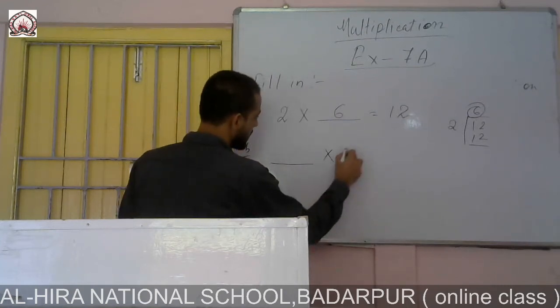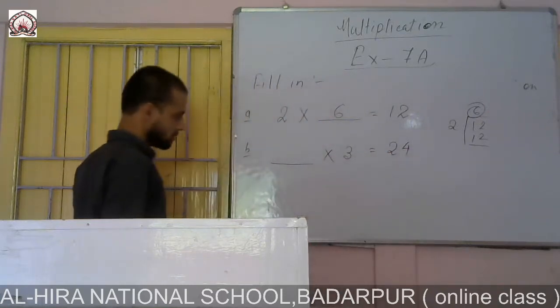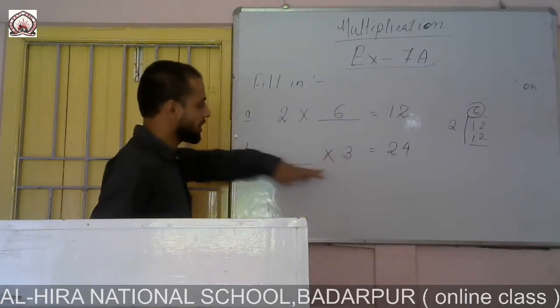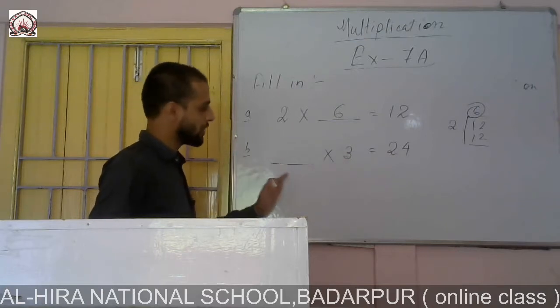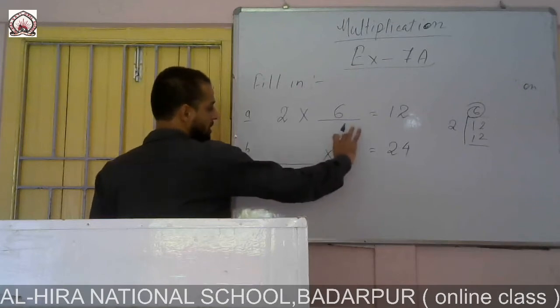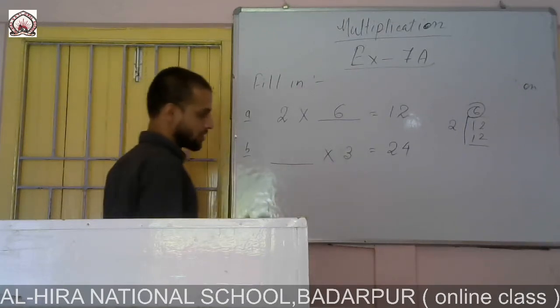Dash multiplied by 3 equals to 24. Here you see, one number is missing. So two factors are there, yes or no, and this is the product. So here we have to find out the other factor. So what we have to do, if we divide this 24 by 3, we will get the result, or simply we can follow the 3 multiplication table. If we follow the 3 multiplication table, we will get here 8. So 3 8s are 24.